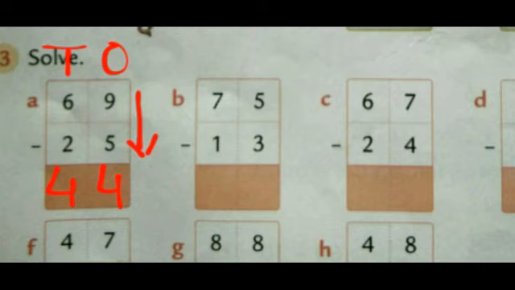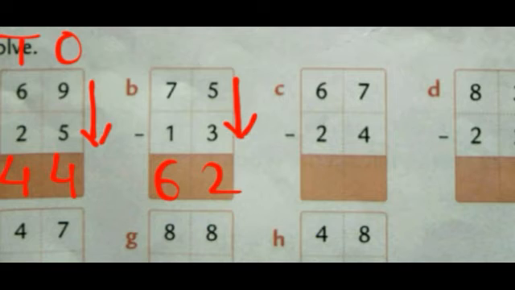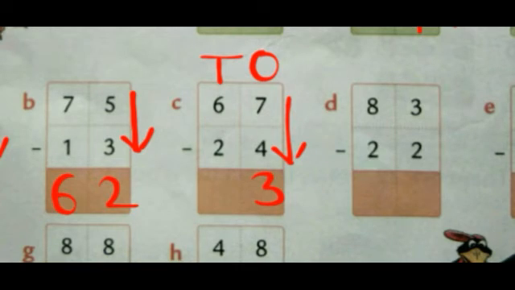Okay? Now see the next one. 5 minus 3. First we have to do this because this is the ones place. We will get 2. And now step number 2, subtract the tens. What is 7 minus 1? 6. Okay? See the next one now. This is the ones column and this is the tens. 7 minus 4. How much? It will be 3. And now step number 2. 6 minus 2.